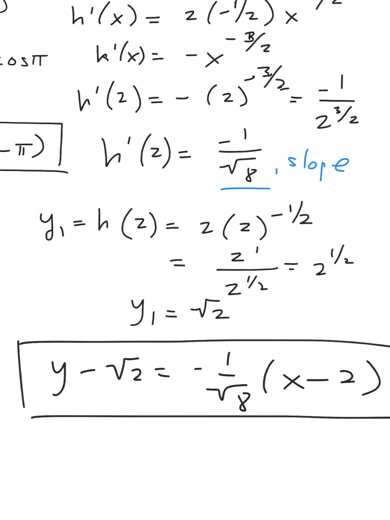But notice again, what am I doing? I am taking the derivative, and then I am evaluating the derivative at the value that they want me to evaluate it at to get the slope. Then I'm evaluating the original function at the same value to get the y1 point, and then just plugging it into the point slope form.